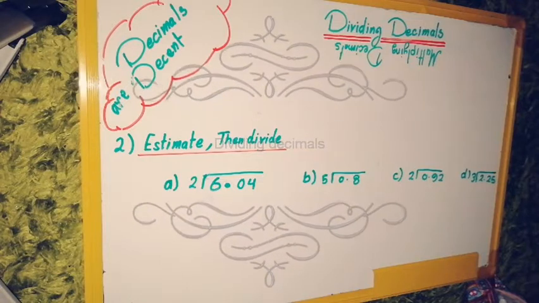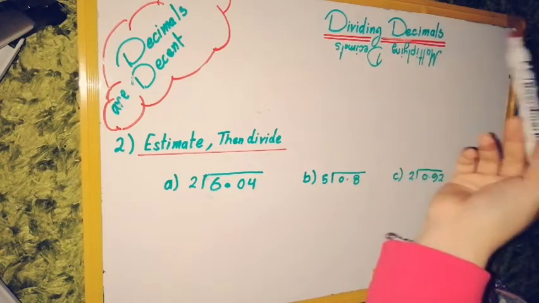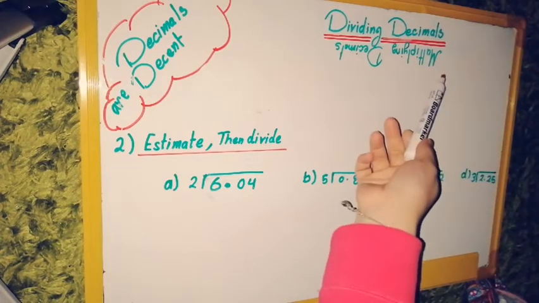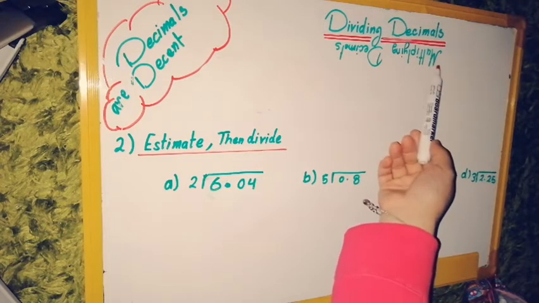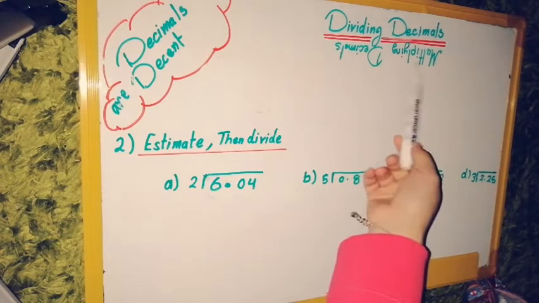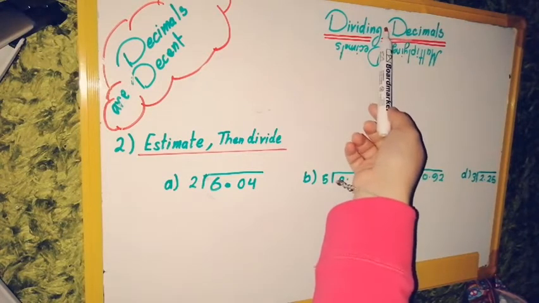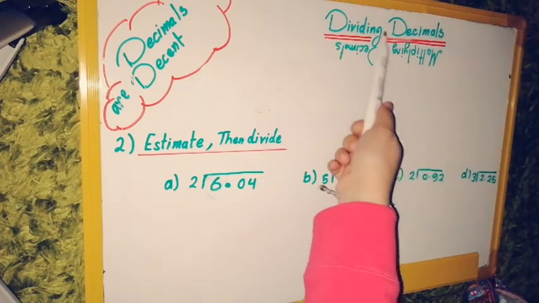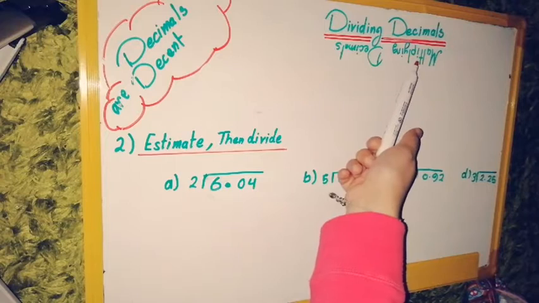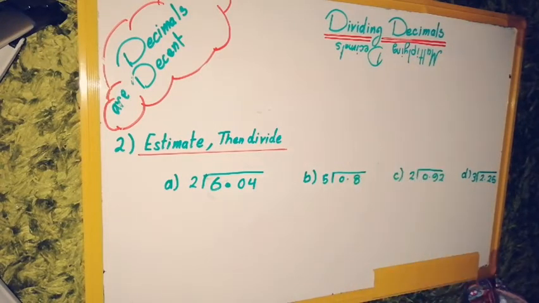This is the fourth operation for decimals. It's dividing decimals. And as you can see, there's something written upside down. What is this? It's multiplying decimals. Why did I put this upside down like this? Because it's the opposite of dividing decimals. As you know, multiplying is the opposite of division, and division is the opposite of multiplying. And the same for addition and subtraction.